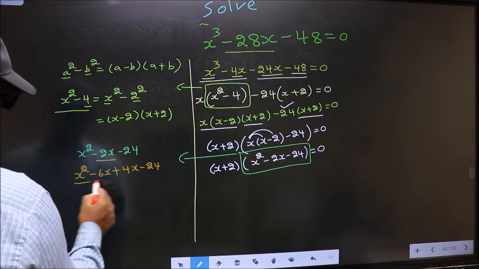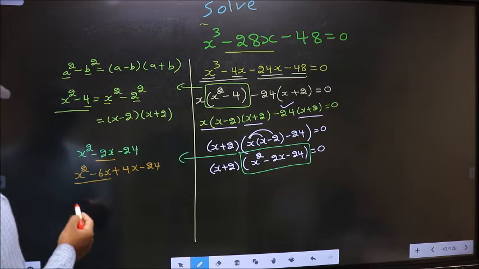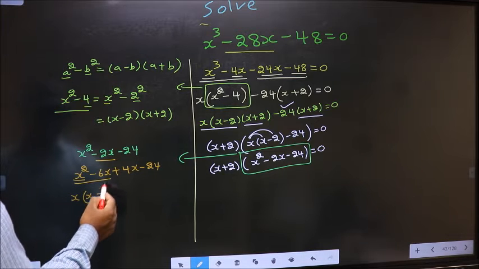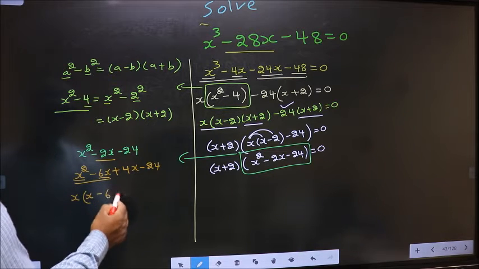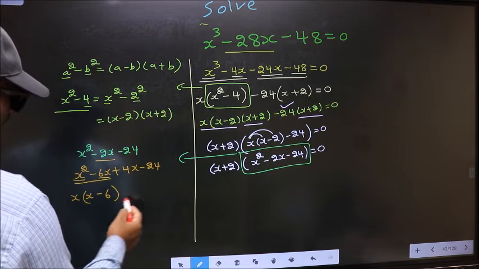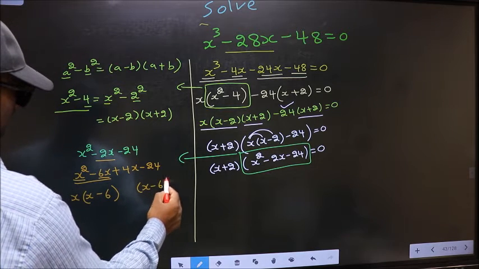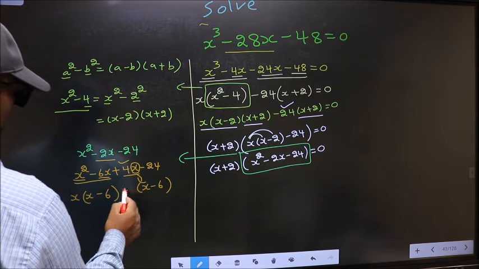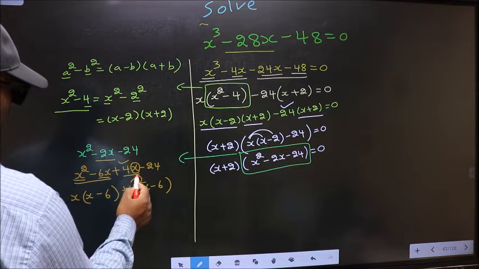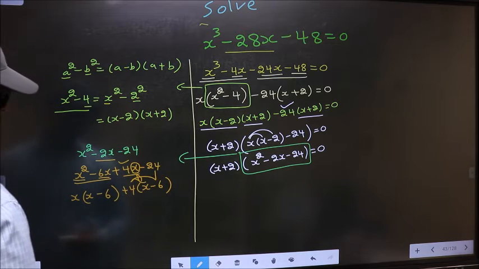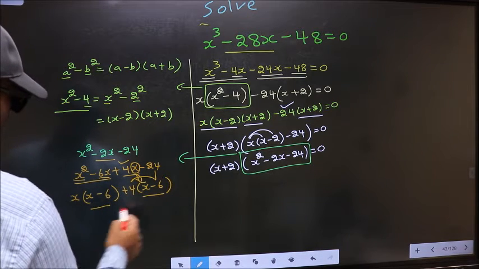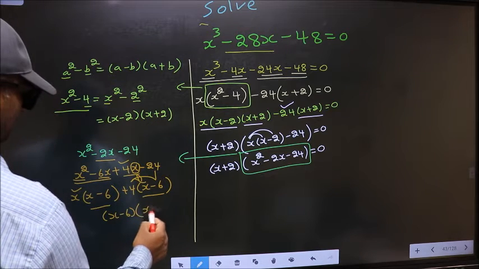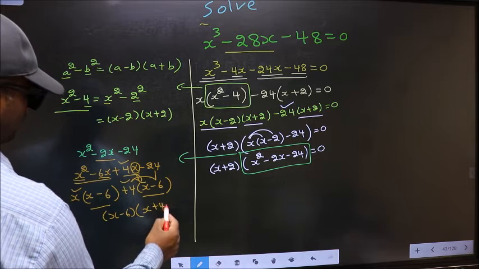Next, from these two terms, what can be taken out common is x. From this x out you get x, minus from this x out you get 6. Now whatever we got here, here also we should get the same thing. From this x gone inside, so outside we get plus 4. Even if you multiply and check, still you get the same thing. Now take out x minus 6 common. So here we have x and here plus 4.